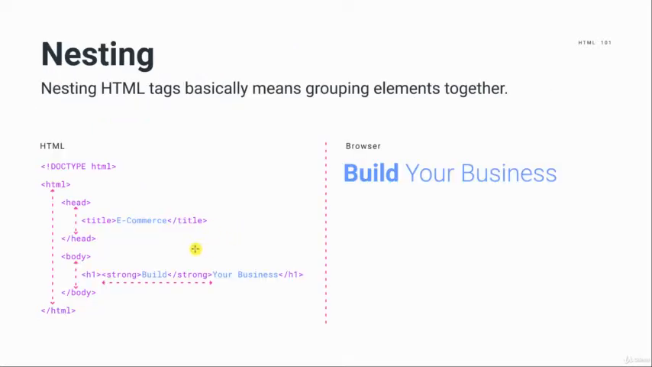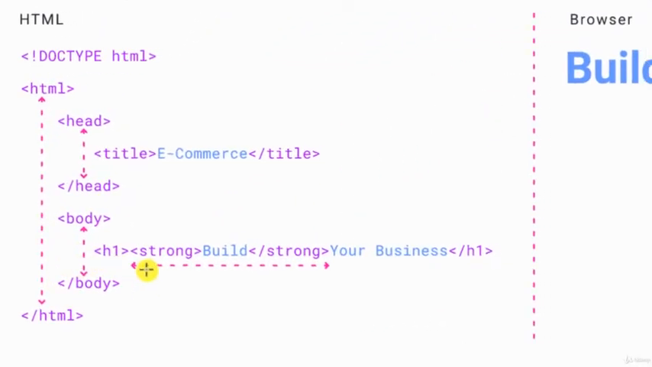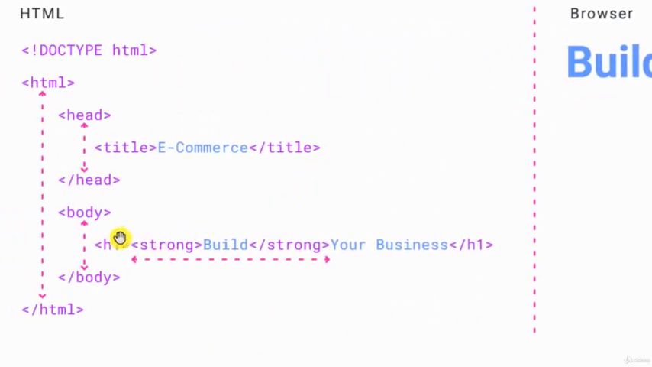So what is nesting in HTML? In HTML, nesting basically means everything is nested inside one another. So in order for you to write this, build your business, you just have to write this whole thing, which is exclamation doctype HTML, and then you write the HTML tag, open the head tag, open the body tag, have the title in the head tag and write e-commerce, and have the body tag open and write an h1 tag and write build your business.